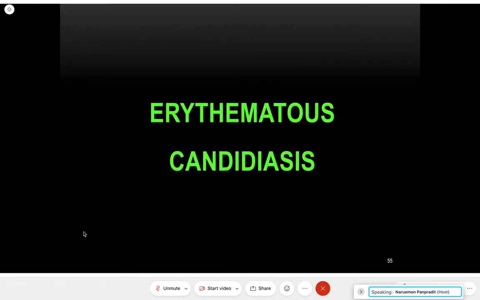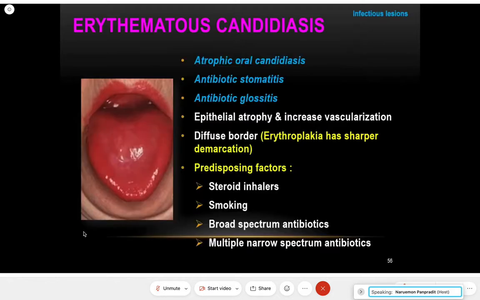Okay, next is the character of erythematous candidiasis. Erythema means red, so Candida shows a red character. Other names are atrophic oral candidiasis, antibiotic stomatitis, and antibiotic glossitis. The redness is easy to see on the tongue, with depapillation and a glossy appearance, no papillae. Sometimes it involves some parts, sometimes the entire tongue. Most cases complain of a burning sensation on the tongue.